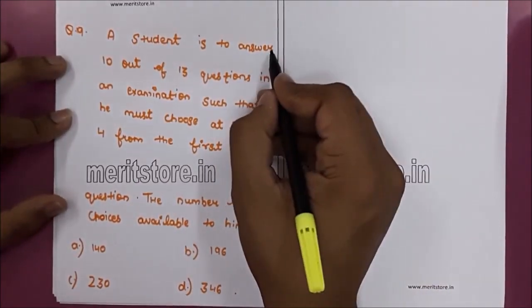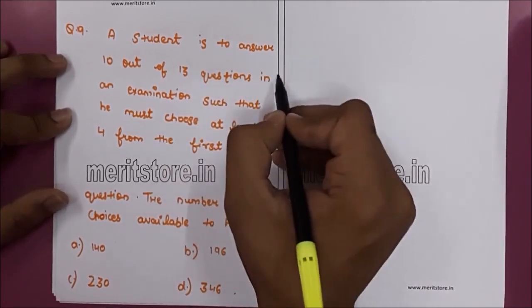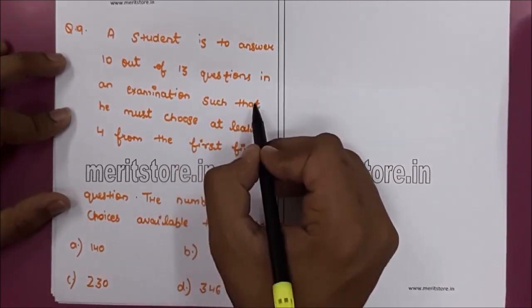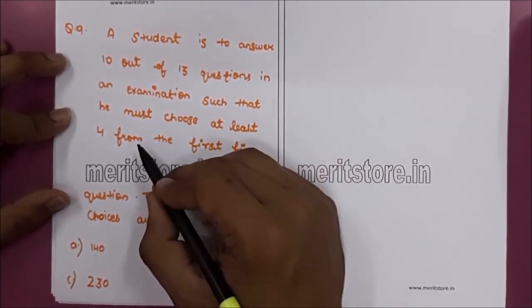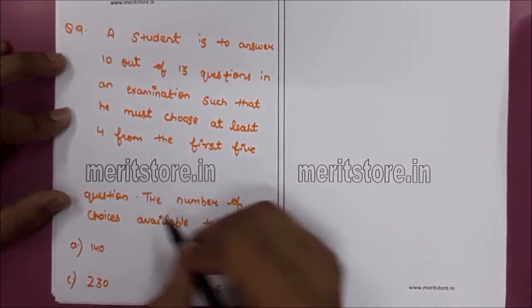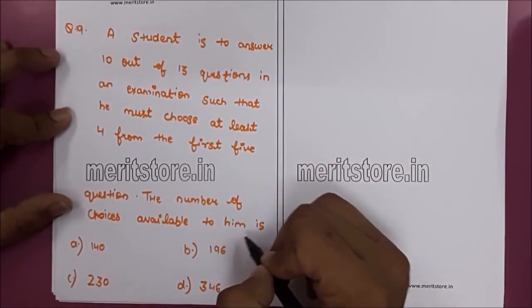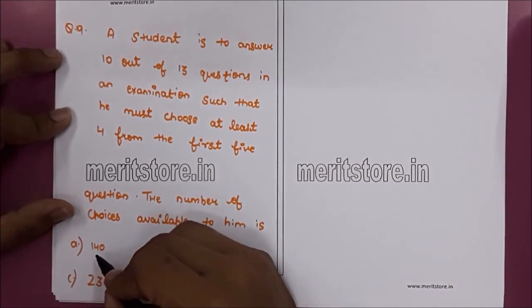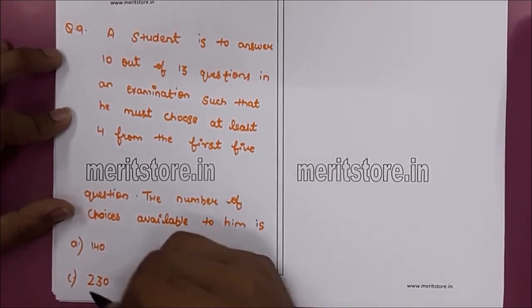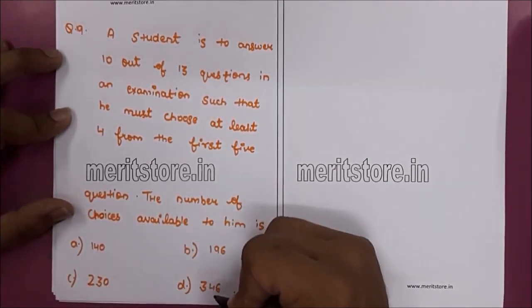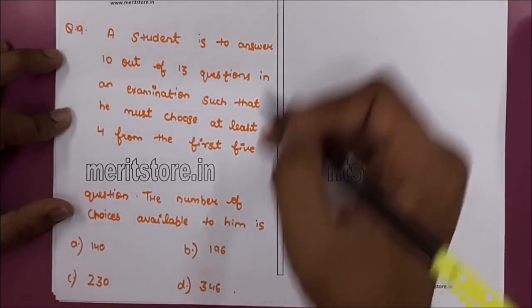A student is to answer 10 out of 13 questions in an examination such that he must choose at least 4 from the first 5 questions. The number of choices available to him is: option A 140, option B 196, option C 230, option D 346.